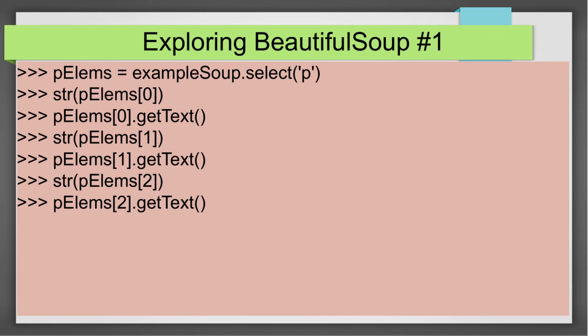You can also pull all the paragraph elements from the BeautifulSoup object. Enter the given code into the Python program. This time, the select function gives us a list of three matches, which we store in the pElems variable. Using the str function on pElems[0], pElems[1], and pElems[2] shows you each element as a string, and using the getText function on each element shows you its text.